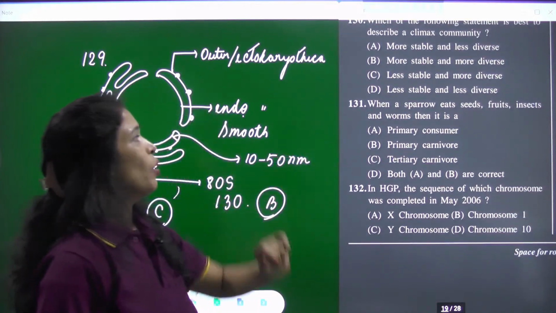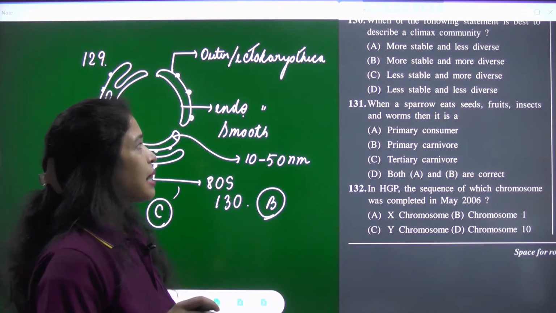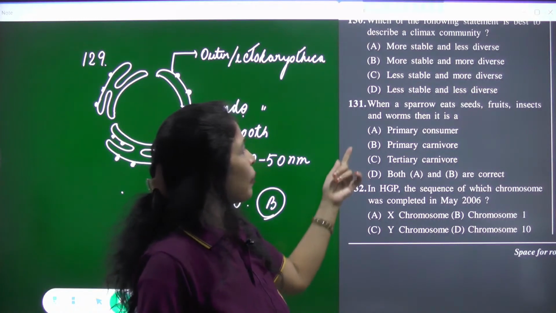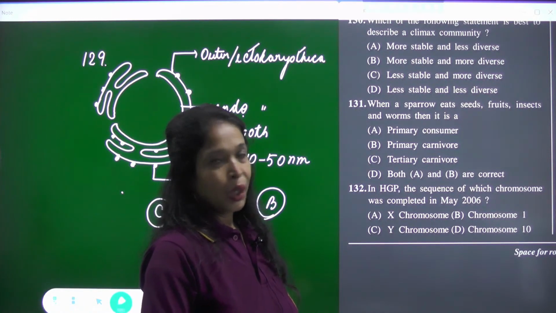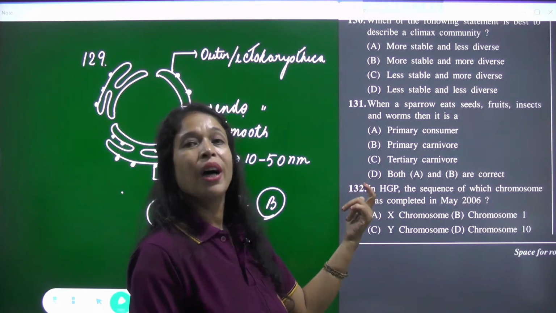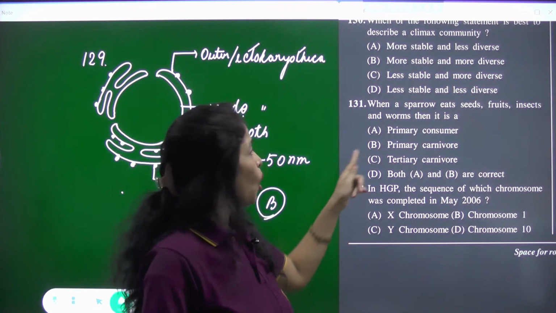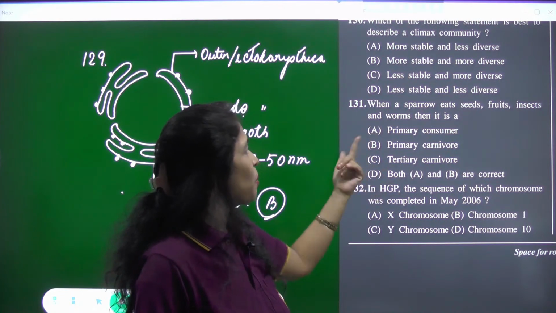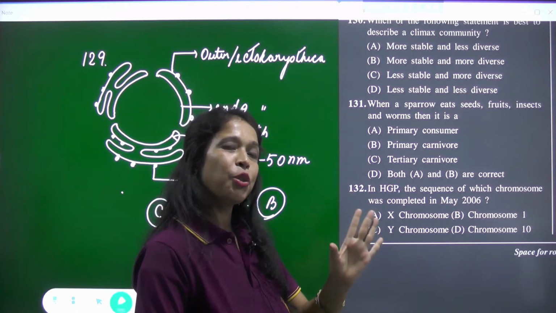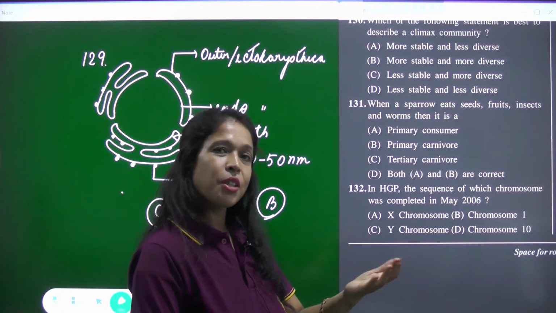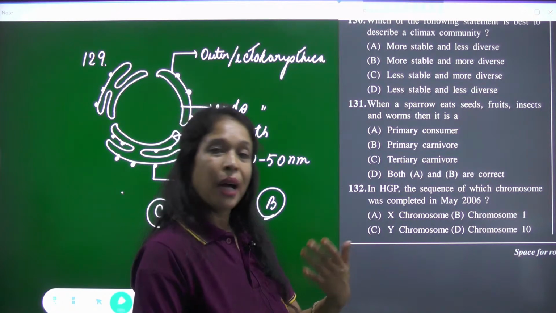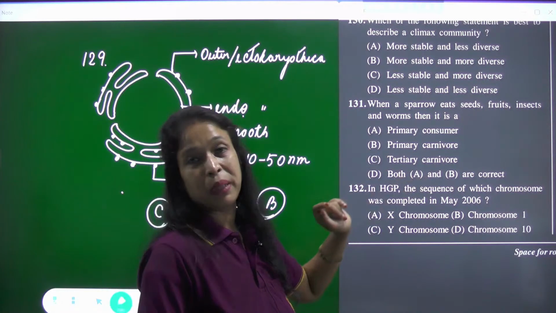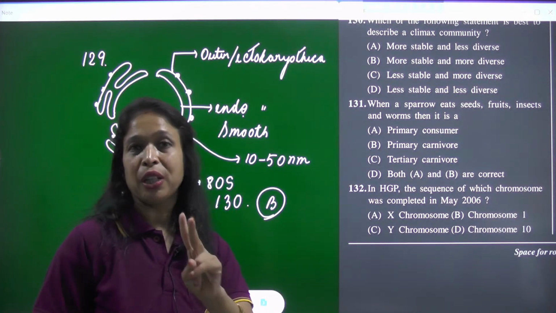Next, when a sparrow eats seed, fruit, insect and worm, then it is a what? Sparrow eating seed, fruit, we can call as primary consumer. Okay, but eating insect, worm, what we will call? Secondary consumer, or you can say primary carnivore, है ना? So sparrow दोनों category में आएगा. Sparrow will occupy two different trophic levels in the ecosystem. Primary consumer as well as secondary consumer. So दोनों होगा, A and B are correct. Occupying two different trophic levels.